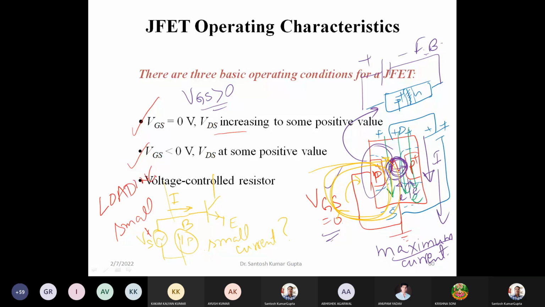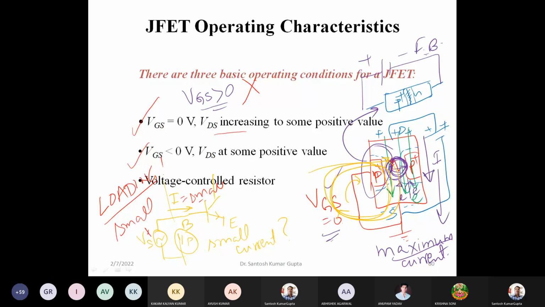Okay, to avoid loading, we must have this current drawn from the source be very small. For that reason, we don't want to extract more current from the input terminal. That is the reason we insist that a small current should be taken from the source. So we cannot forward bias this. We cannot apply a voltage VGS greater than 0 for the N channel.